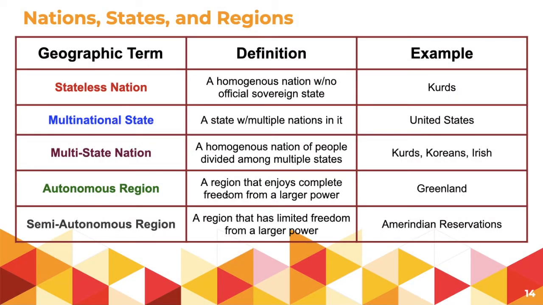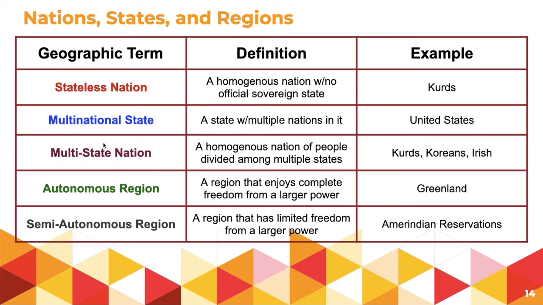Now, there are different types of nations, different types of states, and you can see a few of those listed here. A stateless nation, for example, is a homogeneous nation of people who have no official sovereign state to call their own. This would be like the Kurds, right? We talk about Kurdistan as the region where we find the Kurds, but Kurdistan is not an official state. It is really describing the area in which we find the stateless nation of people known as the Kurds. They have no official sovereign state to call their own and run in their own way.